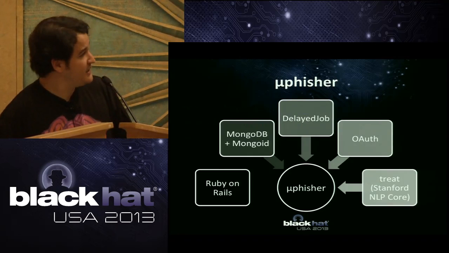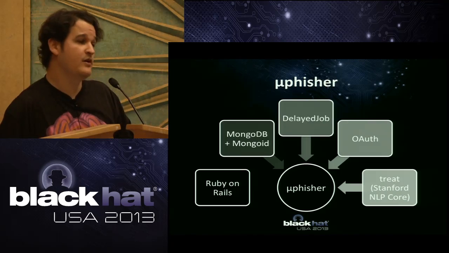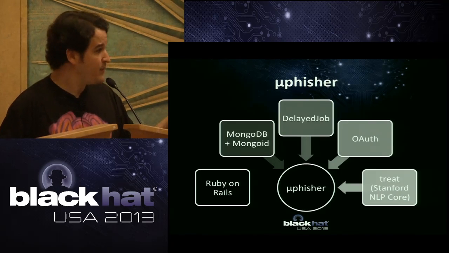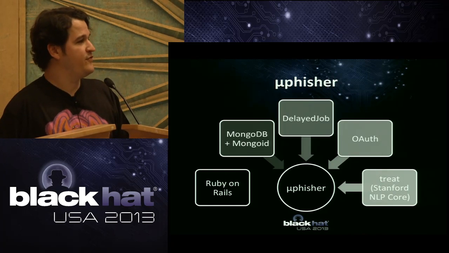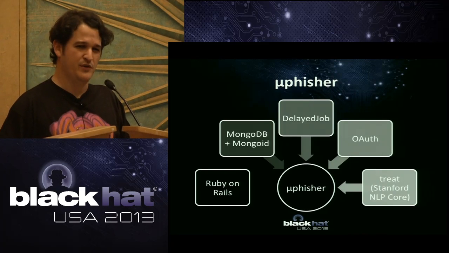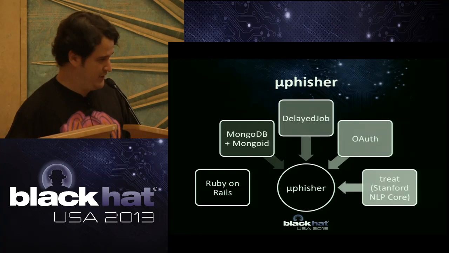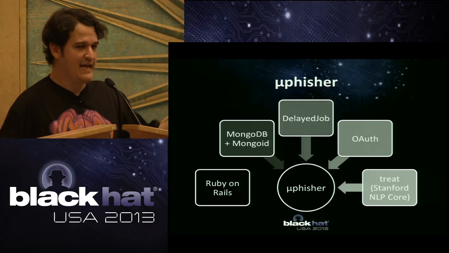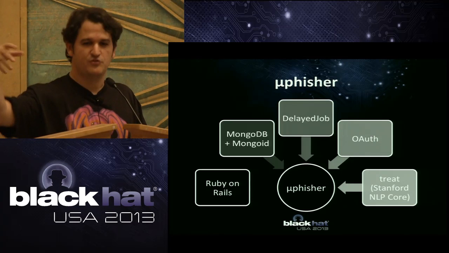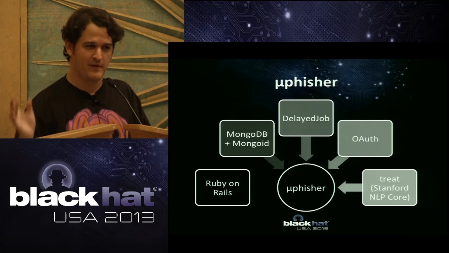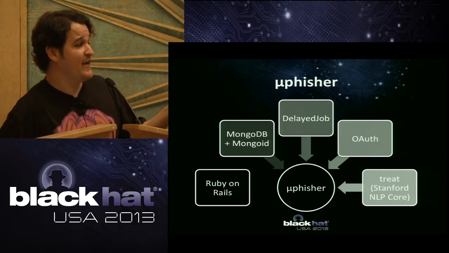We use these components on the back end. It's a Rails application. It uses MongoDB plus Mongoid, which is an object relational mapper. We use the lay job for background work. We use OAuth for the actual authentication. So when talking to Twitter, and I can show you a little video if we have the time later, you will see that when it does authentication with Twitter, you only provide your credentials to Twitter, and then you get the token, and you go back to the application the way it should be done, right? And we use Treat for NLP.